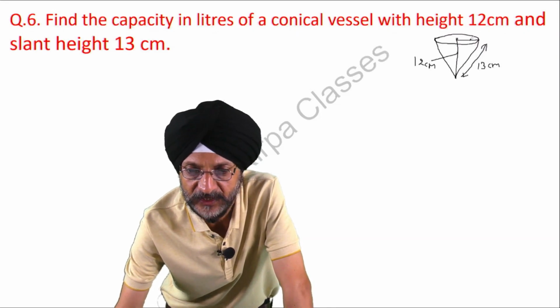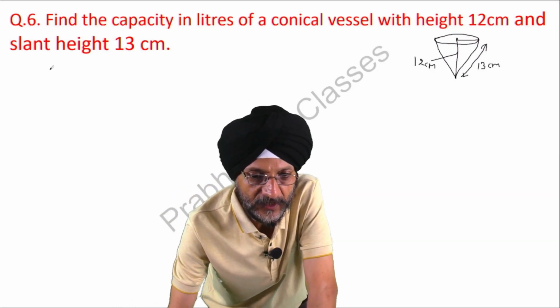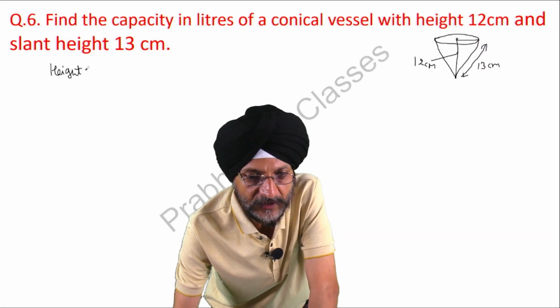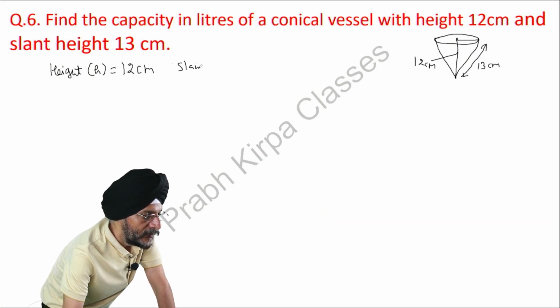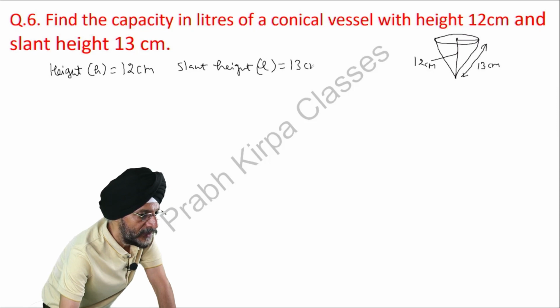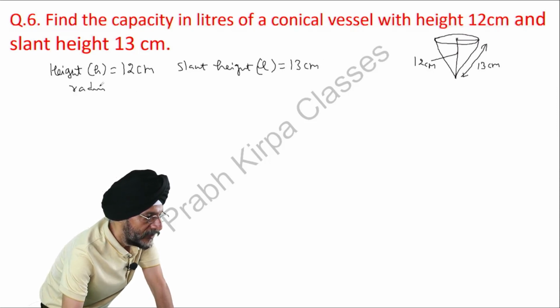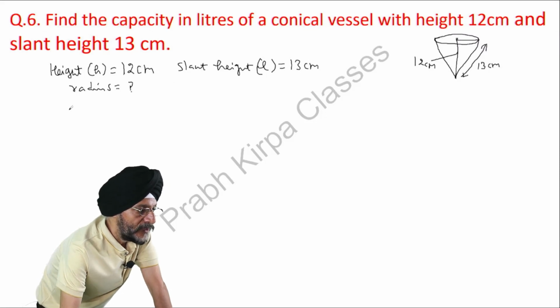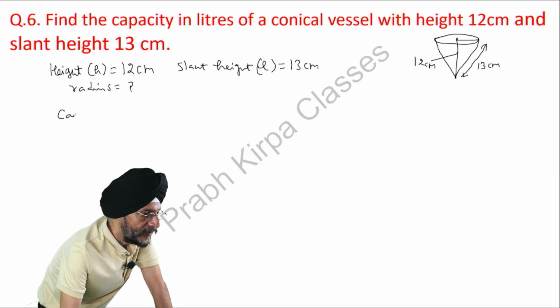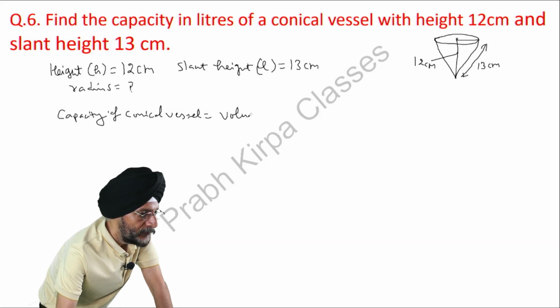We have not been given the radius. This is the radius. So what we have is height is equal to 12 centimeter. Slant height L is equal to 13 centimeter. Radius is not known to us. Now what is the capacity of the conical vessel in liters? Capacity of conical vessel is equal to volume of conical vessel.